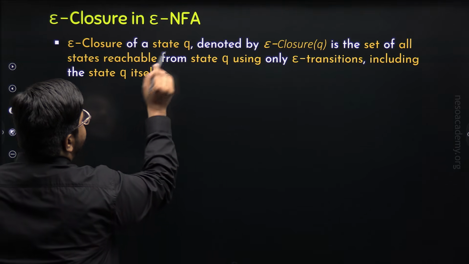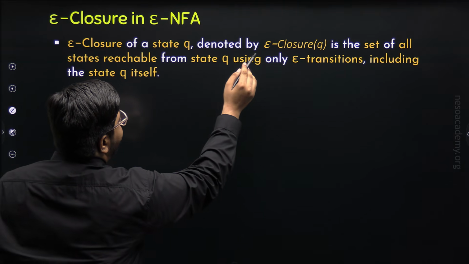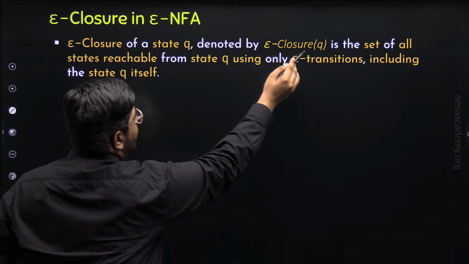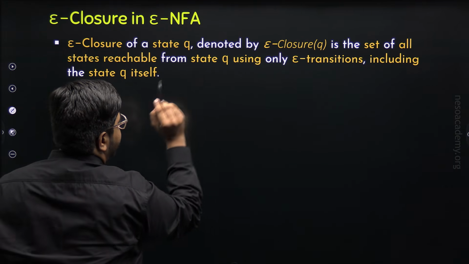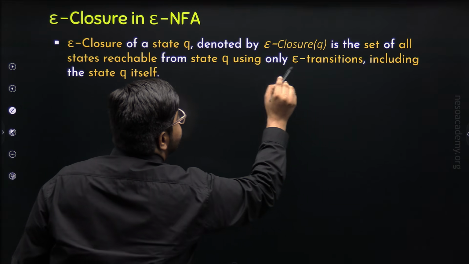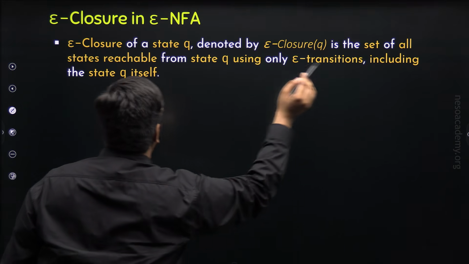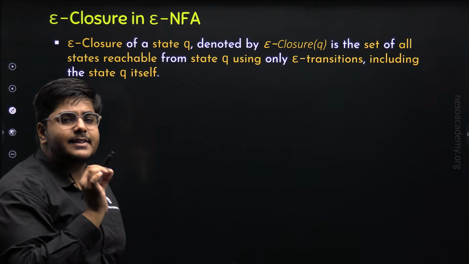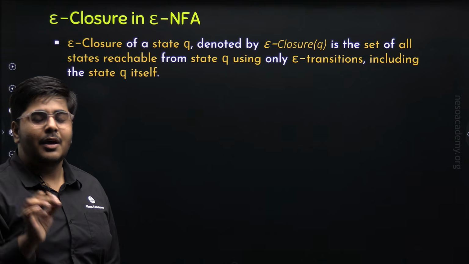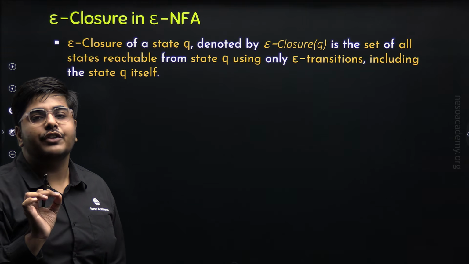Epsilon closure of a state Q, denoted by epsilon closure Q, is the set of all states reachable from the state Q using only epsilon transitions, including the state Q itself. You may find this definition a little bit complex, but don't worry, I will decode it for you.